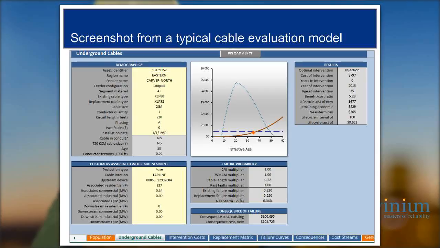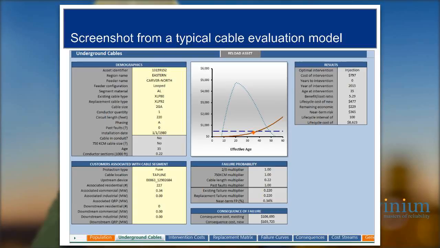Okay, what you're looking at now is a screenshot of an actual cable evaluation model used by a utility, and I just wanted to show you this to maybe make it seem a little more real that it is actually something you can do. This isn't just arm waving. What you're looking at here is an evaluation of a single cable segment, and you can see a graph very similar to the one that we were just looking at. You see the red risk curve rising over time. You see our leveled replacement cost curve for the new cable segment. And then there's also this blue dotted kind of parabola shape that goes over the top, and what that's calculating is the net benefit of injection year by year.